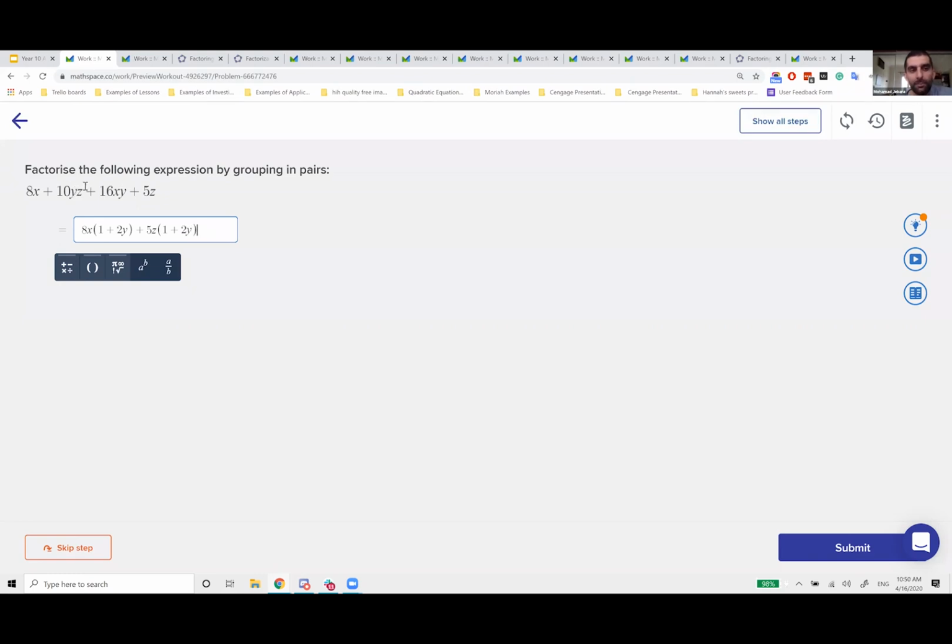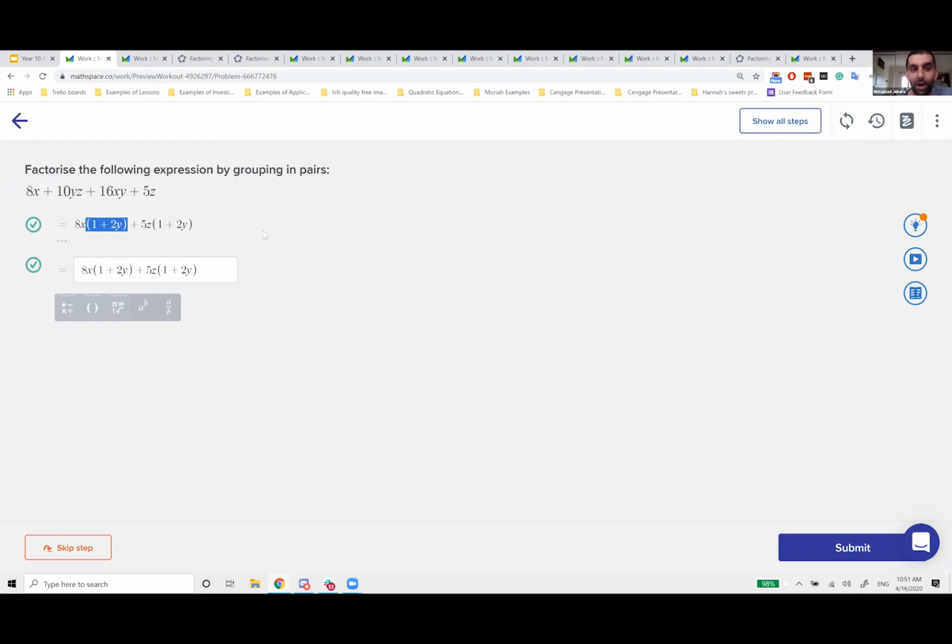So notice when you're grouping in pairs, you have to find the right pairs that will allow both of these to be factorized. And you know you're on the right track when you see that there's also a common factor here. So we've got this 8x outside of 1 plus 2y. Let me just think of 1 plus 2y as another letter, d. So we're talking now about 8xd plus 5zd. Forget that it's a binomial expression. Then that's a common factor, right? So we can take it out. The d is a common factor.